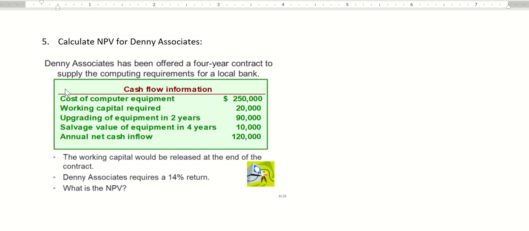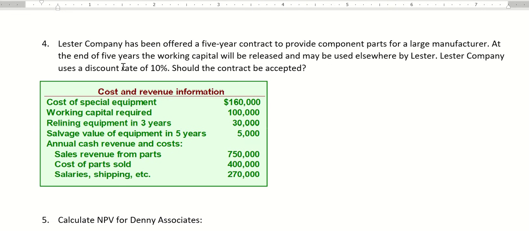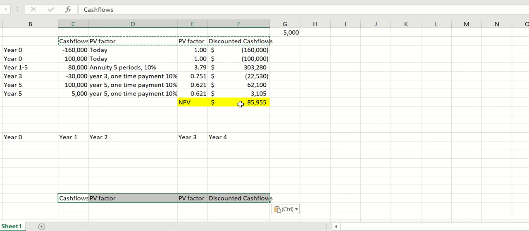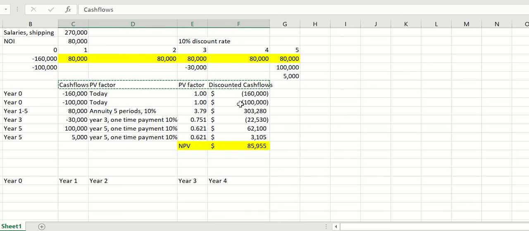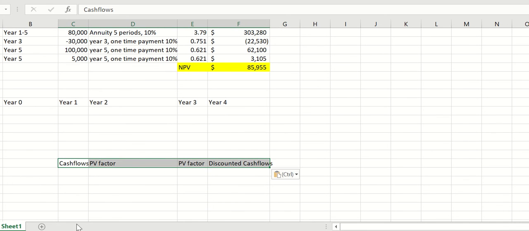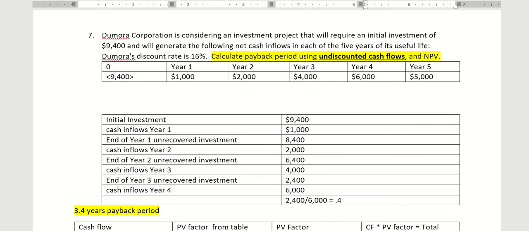Okay, so moving on to problem 5, same thing, NPV. Problem 4, should you accept the contract, had a net present value of $85,955, so you're definitely meeting your 10% discount rate. So yes, you would definitely accept this project because it has a very positive net present value.